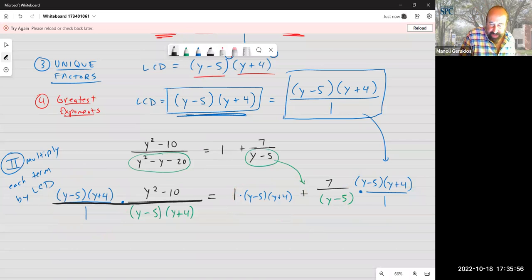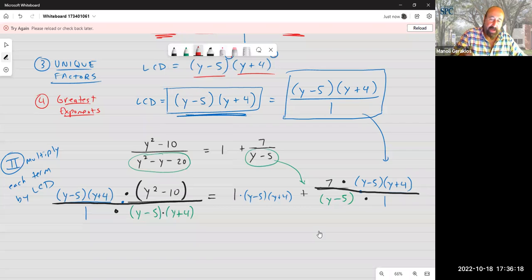Multiply these two guys straight across. But what should I do with y squared minus 10? I should capture it in parentheses. Any multi-term numerator or denominator, when you multiply, should have parentheses around it. But single-term numerators like this 7 over here, there's no need to put the 7 in parentheses. It's just a standalone factor. Okay, I hope that helps.